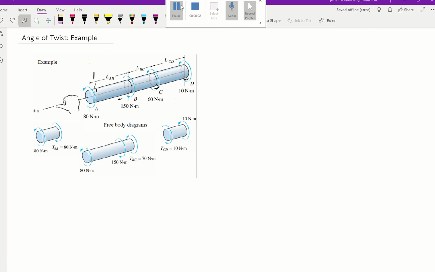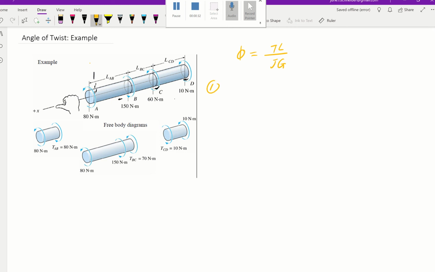Hi, this is an example of angle of twist. Last time we talked about angle of twist, trying to define the displacement due to torsion, and that's equal to phi = TL over JG, with T being the internal torque, L the section length, J the polar moment of inertia, and G the shear modulus. So now let's look at this problem.